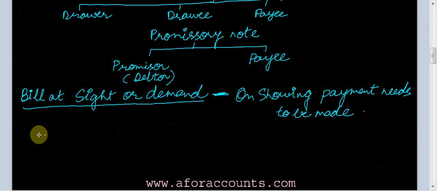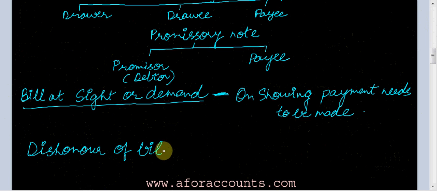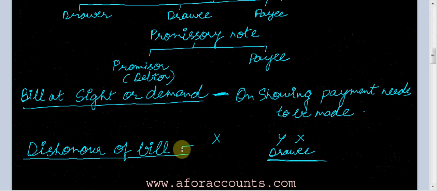Now, dishonor of bill. When the bill cannot be paid by the drawee on the due date: X is our drawer, Y is my drawee. There is a promise to pay on the due date. When Y cannot pay on the due date, say he became insolvent, at that time we call it dishonor of bill, or the bill has been dishonored. Okay.